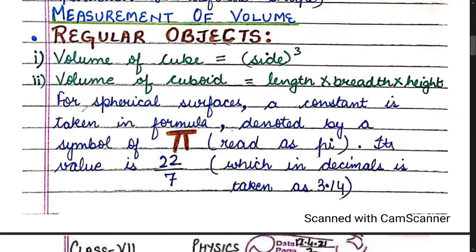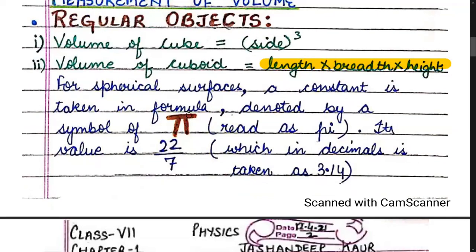So children, similarly volume of a cuboid. Now volume of a cuboid is equal to length multiplied by breadth multiplied by height of the cuboid. So volume of cuboid is length into breadth into height.